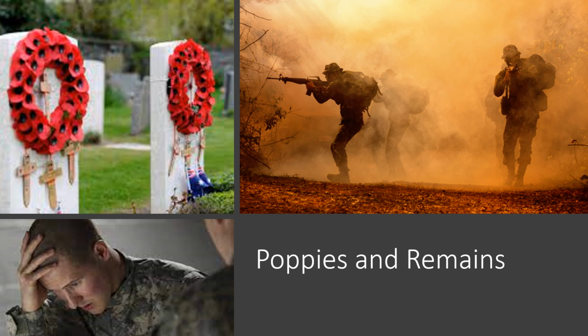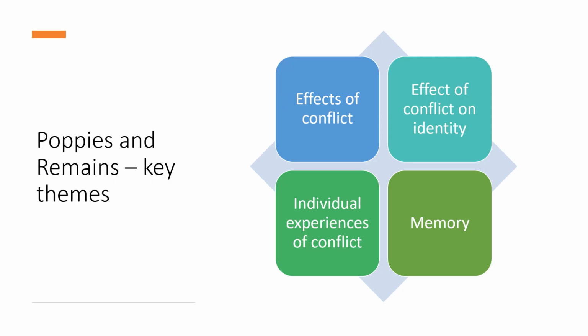This video will take a look at Poppies by Susan Weir and Remains by Simon Armitage, and then pull them together into a comparison. We'll start with Poppies, but we'll look at some themes which you might be able to apply to both poems. The effects of conflict is a particularly relevant theme because both of these poems deal with the aftermath of conflict and what conflict does to individuals.